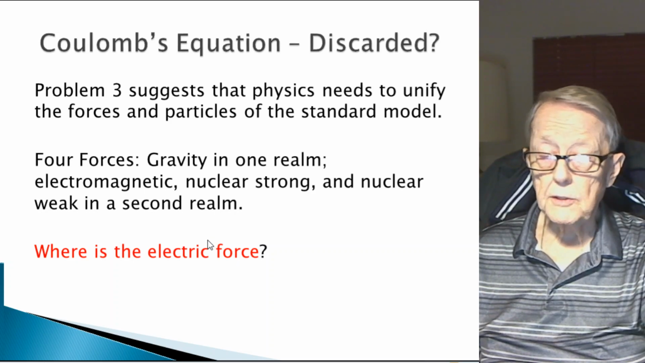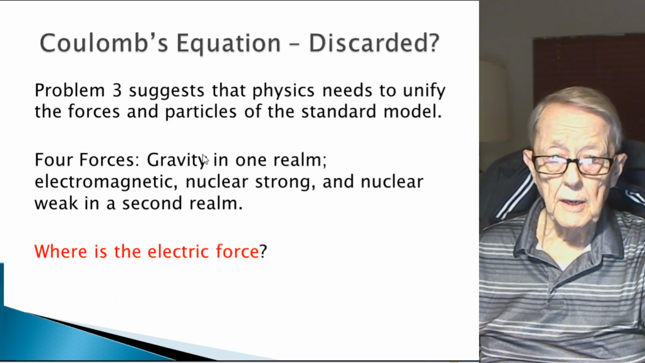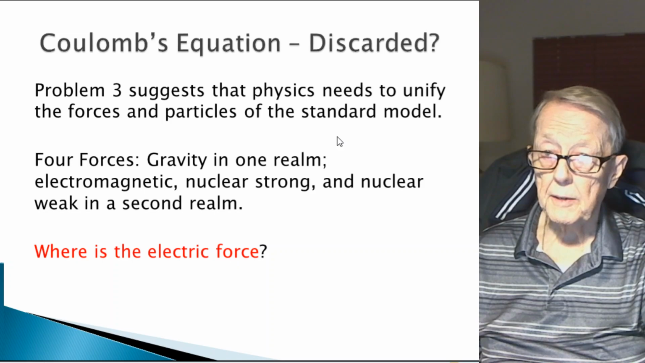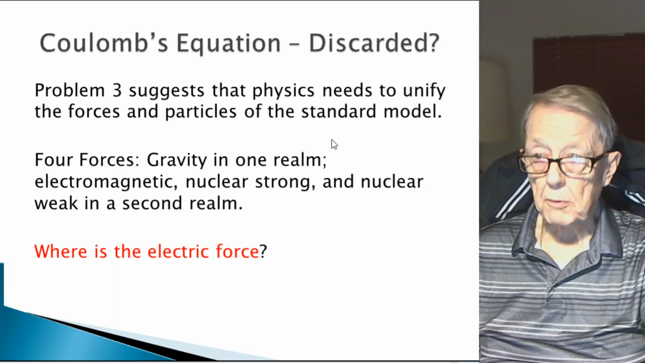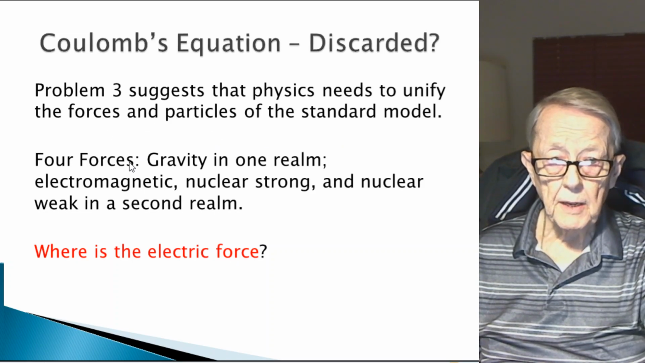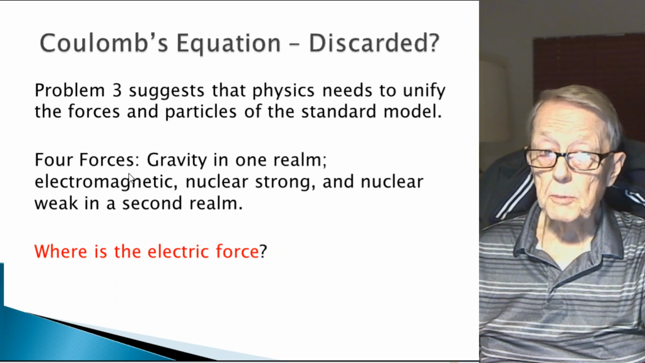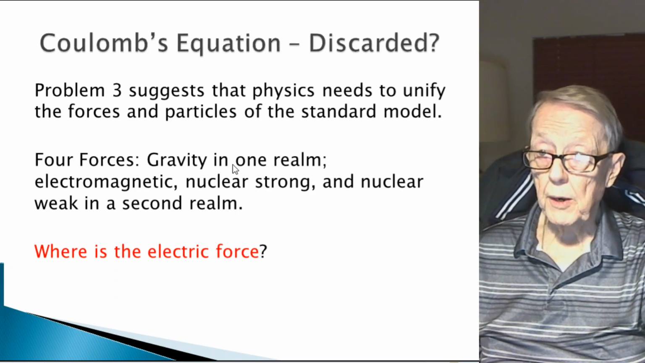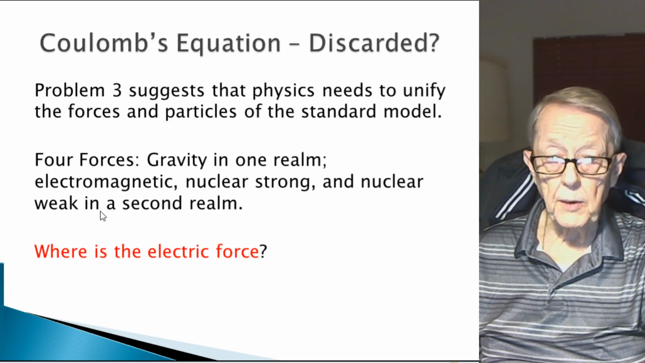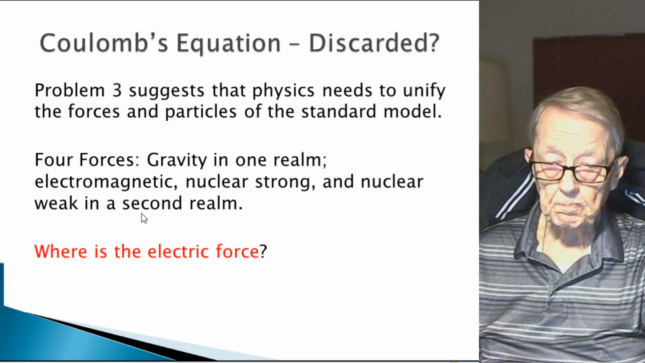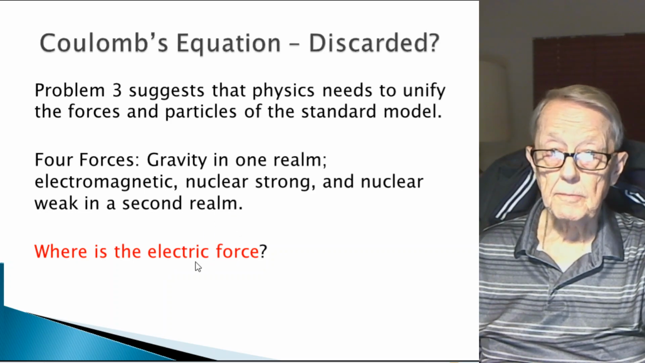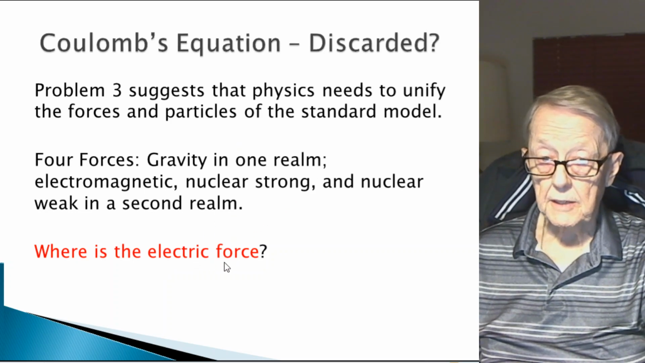Problem 3, which I'm going to review a little bit here as well, suggests that physics needs to unify the forces and particles of the standard model. Since I brought up electric force, that's what I'm talking about, the forces. The standard model talks about 4 forces. Gravity is in one realm, as Smolin indicates. Electromagnetic, nuclear strong, and nuclear weak are in the second realm. I just mentioned electric force, and it's not there. Did they throw it away? Does it not matter?